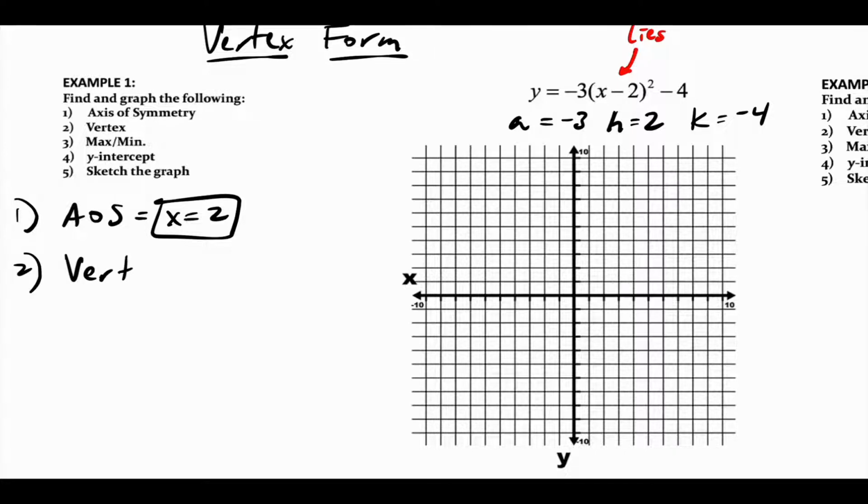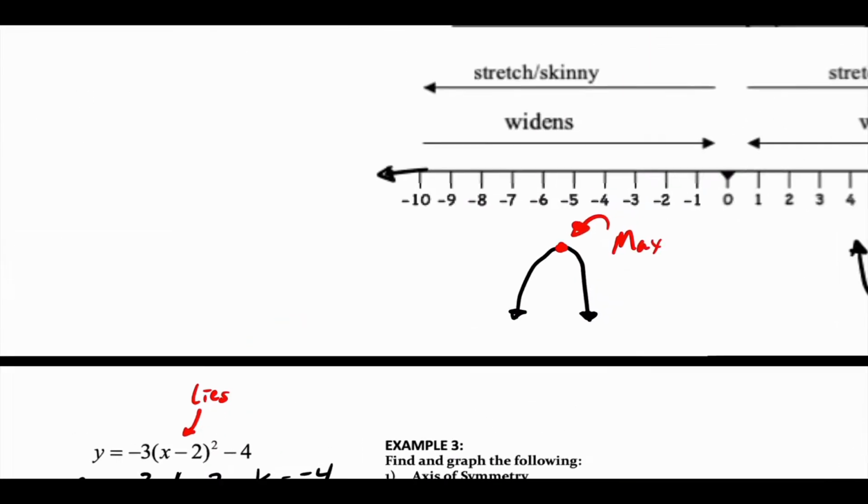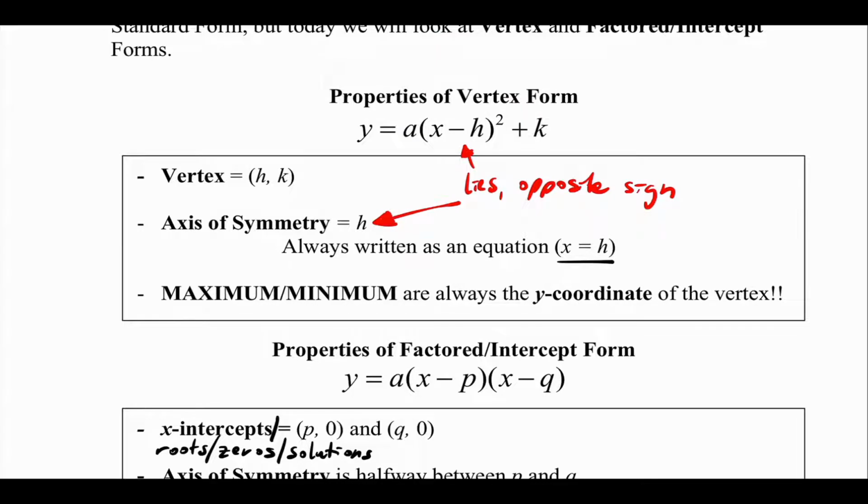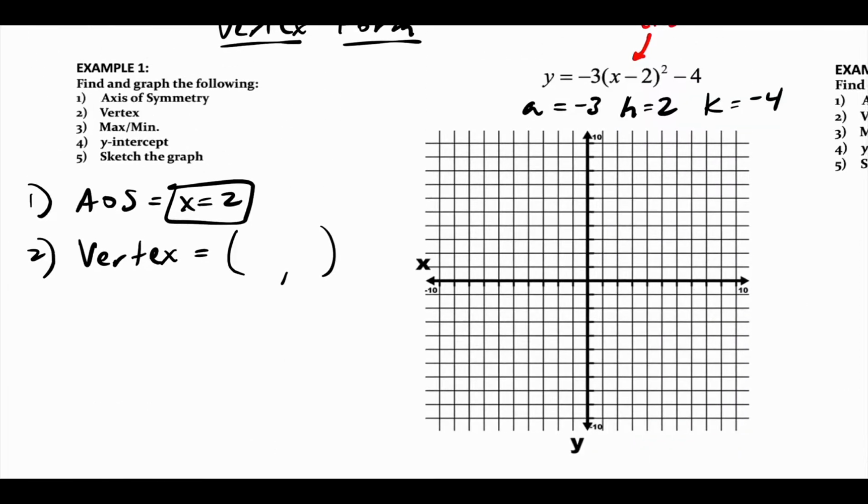Vertex. Well, our notes say that the vertex is always H comma K. All right. Well, what did I get? 2 for H, -4 for K. That's my vertex. That's why they call it vertex form, because there's not a lot of work to do. It's right in front of you. You just have to pick it out.